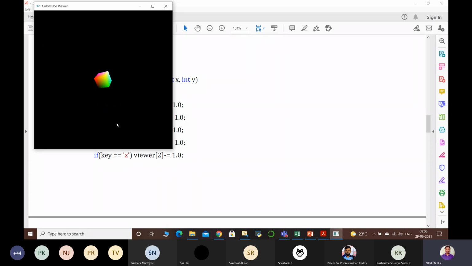Now suppose I'm taking small letter y. Spinning. So again it is going, see. Now I'm taking capital letter Y. Like that. Now I'm taking small letter Z. Now capital letter Z.